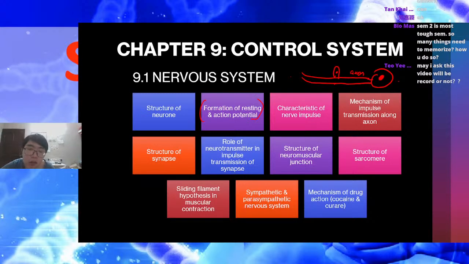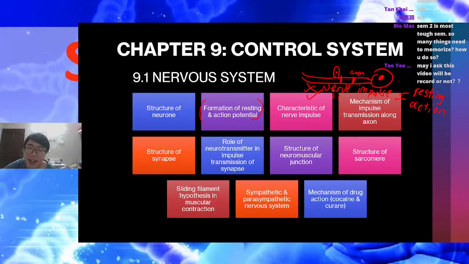Okay, but what are the meanings of resting potential and action potential? Actually, resting potential is when the pathway does not have an electrical impulse. Tak ada electrical impulse, no nerve impulse. Kalau tak ada nerve impulse, we consider it as resting potential. Tapi kalau ada nerve impulse, ini action potential. Dia macam ni je. Tapi macam senang lah.